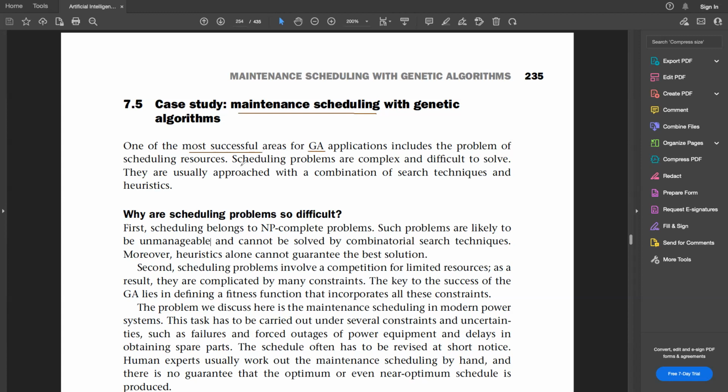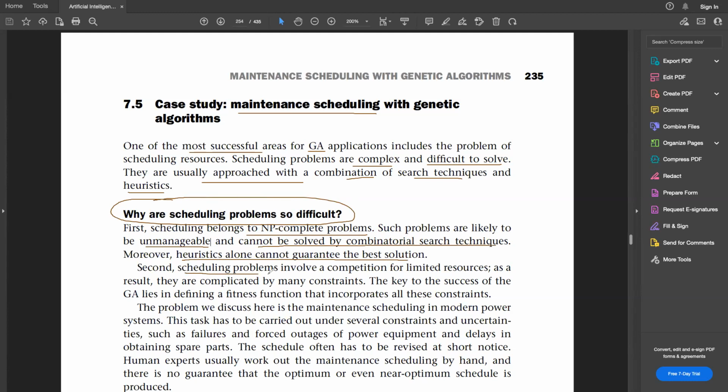And it is those scheduling tasks that are really complicated and very difficult to solve. A number of techniques are used, for example, search techniques and heuristics, but these are also challenged. So here we see why these scheduling problems are difficult. They belong to NP-complete problems. They're also likely to be unmanageable. They cannot be solved by combinatorial search techniques, and heuristics alone don't guarantee the best solution.